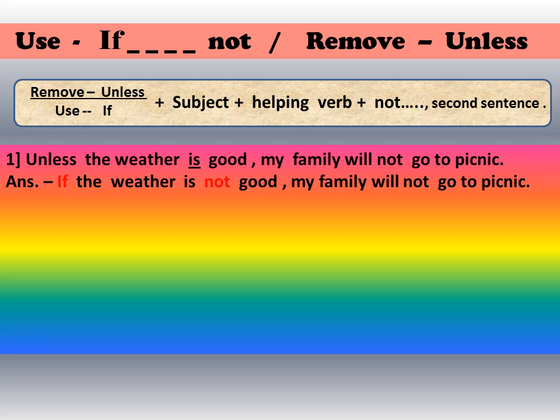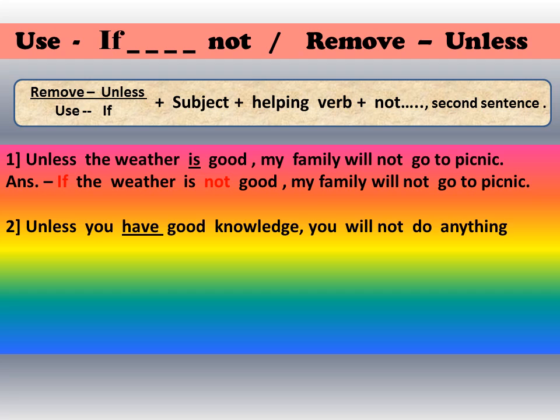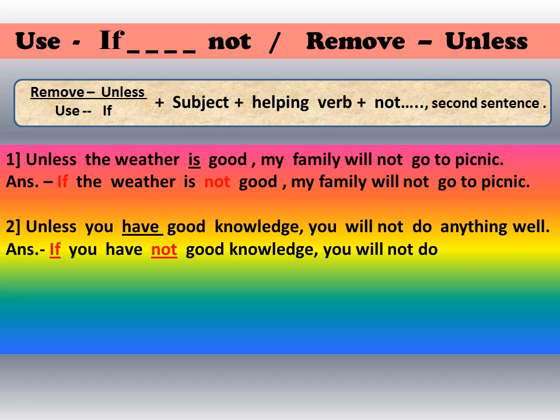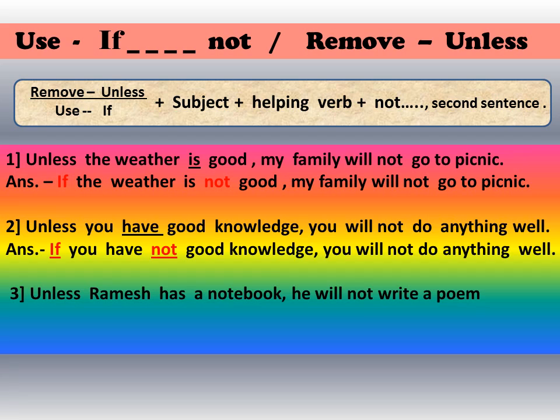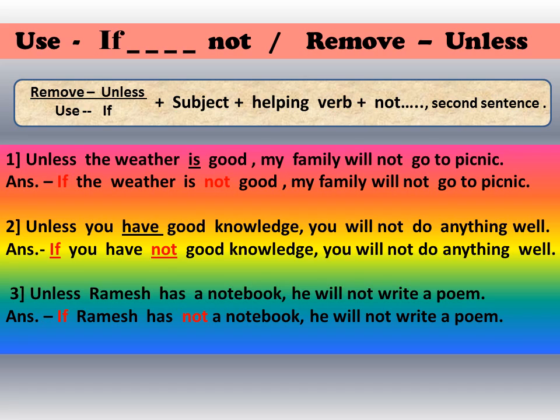The second sentence: unless you have good knowledge, you will not do anything well. Answer: if you have not good knowledge, you will not do anything well. Unless Ramesh has a notebook, he will not write a poem. Answer: if Ramesh has not a notebook, he will not write a poem. In short, at the place of unless, we write if, and after the helping verb, we should write not. In this way, we learn how to use if not at the place of unless.